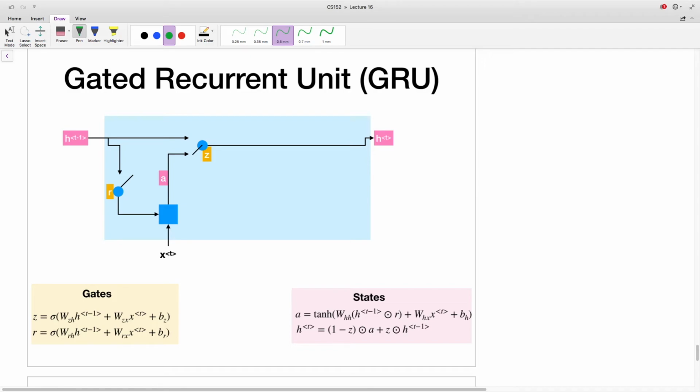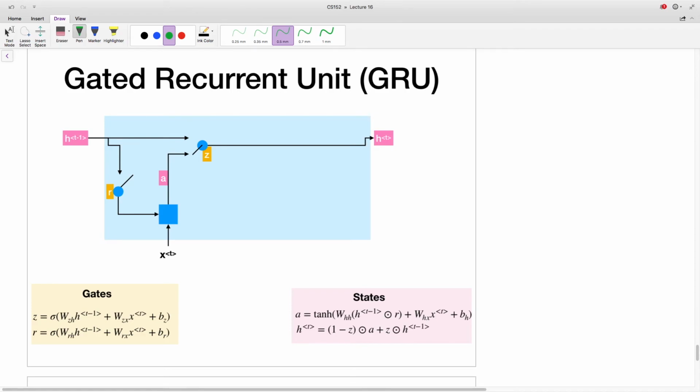Let's look at the equations a moment. So A gets modified, right? Now we're going to take the old state and we're going to Hadamard product it with our read gate. So we're going to take some fraction of our old hidden state to compute our new activation. And then we're going to take this linear combination of A and H to the t-1, right? Whenever we have the 1 minus Z times something plus Z times something, we're saying take 60% of this and 40% of this, or 90% of this and 10% of this, and so on. So we're going to take some percentage of A and some percentage of the old state.